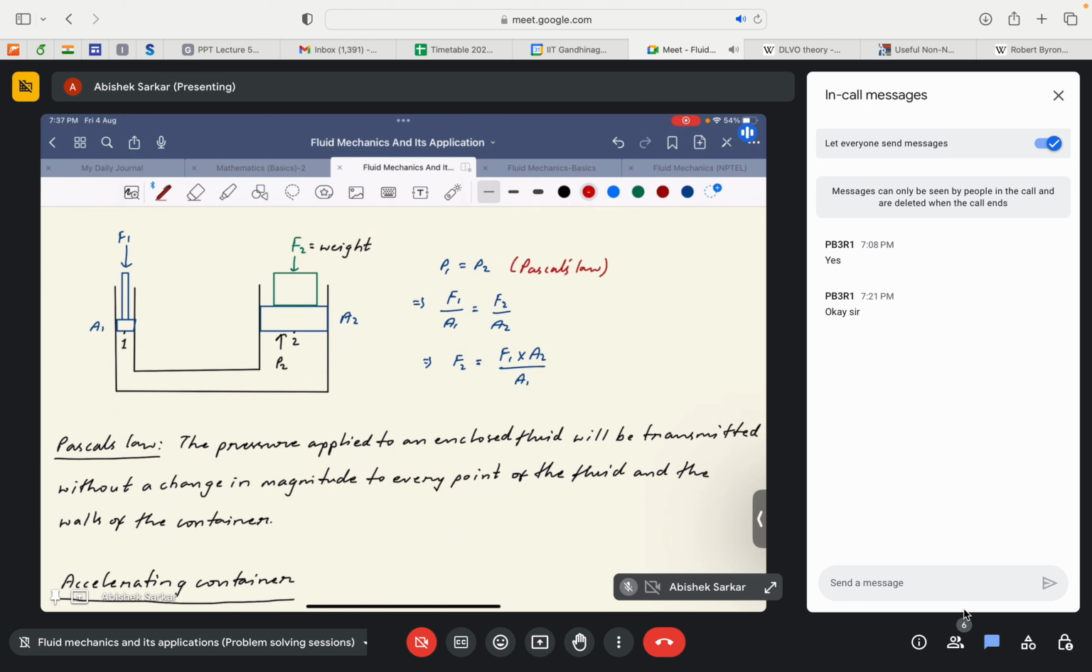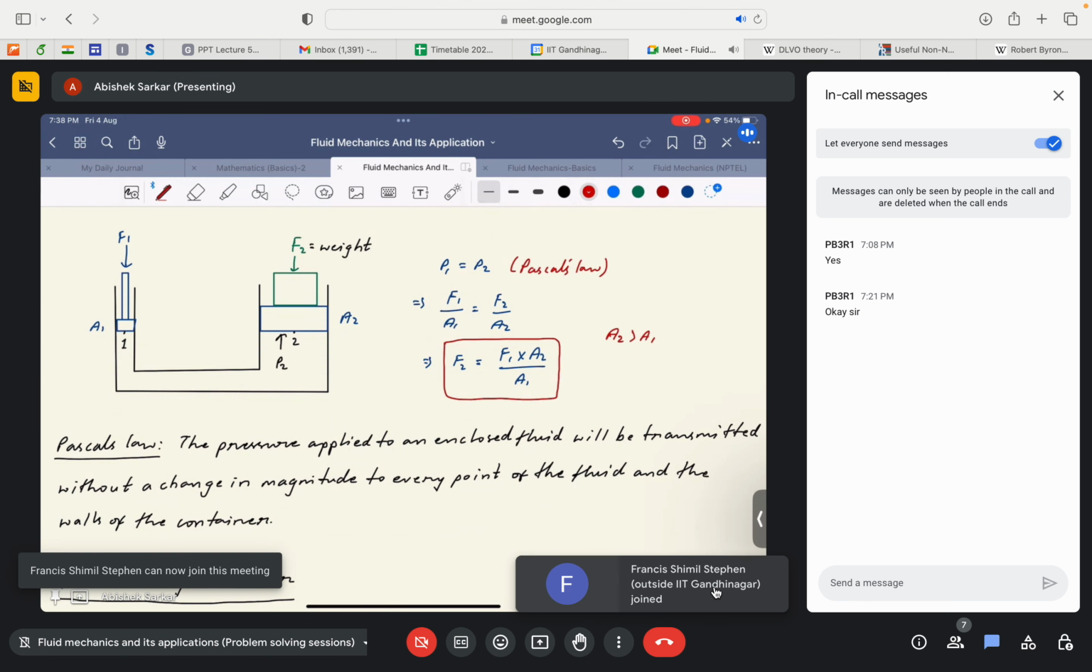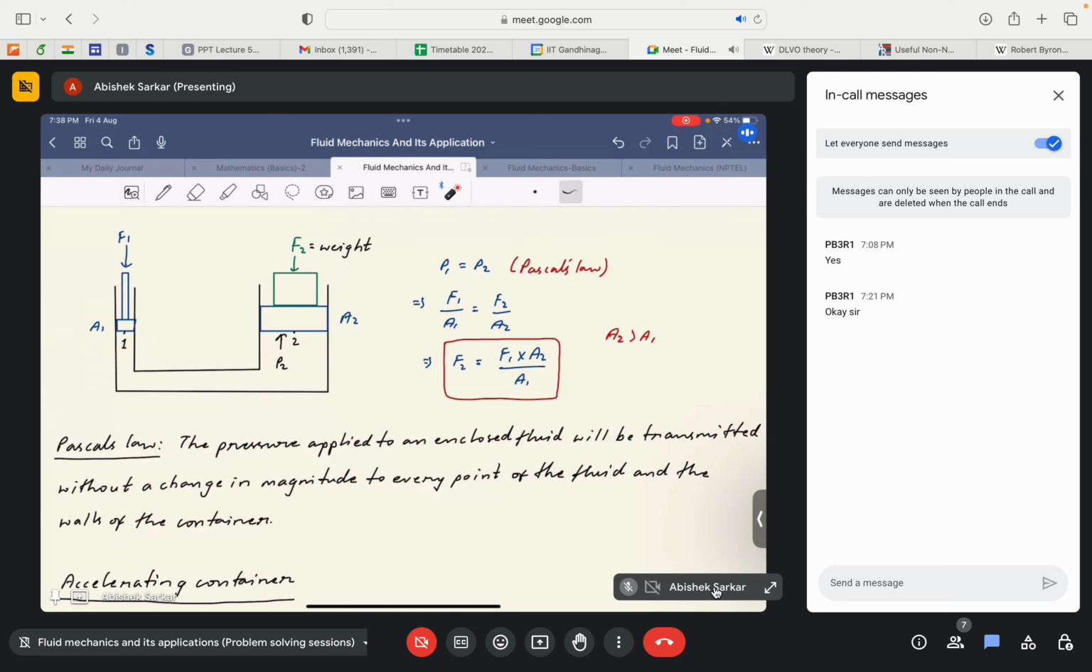Okay, and then by just transferring the A2 to the numerator on the left hand side, we may write F2 is equal to F1 into A2 by A1. It's a very simple mathematical expression, but it has a quite important implication in many applications, especially in the automobile industry or in industries where you are required to lift heavy weights. So it's clear that A2 is greater than A1, right? The diagram clearly shows that the area of the ram is much greater than the area of the piston that is being used to lift the weight.